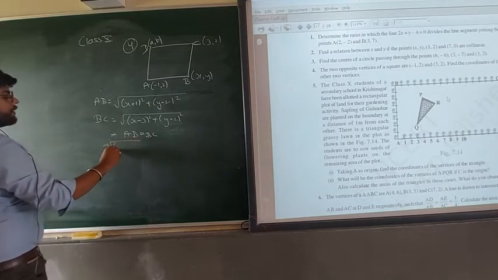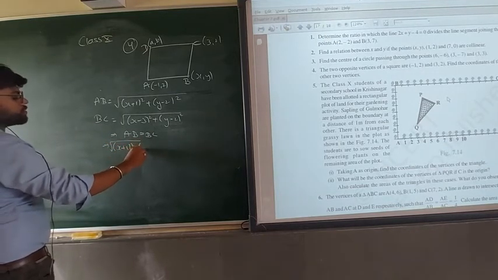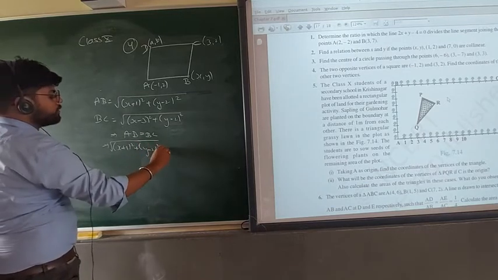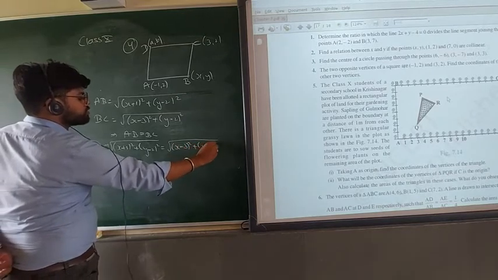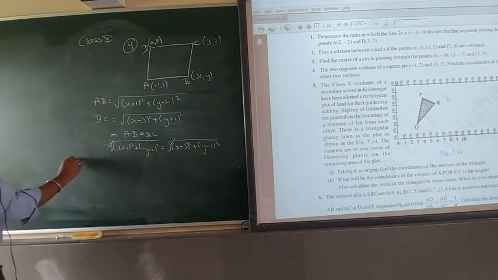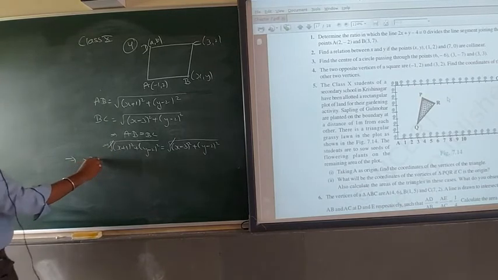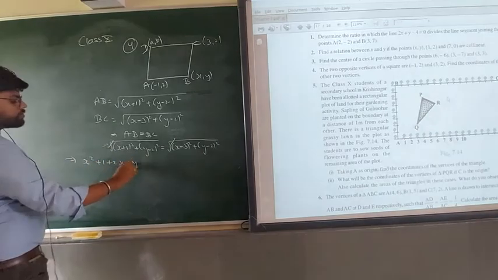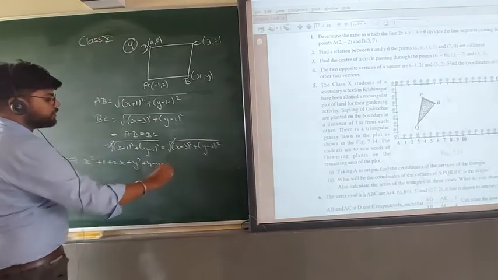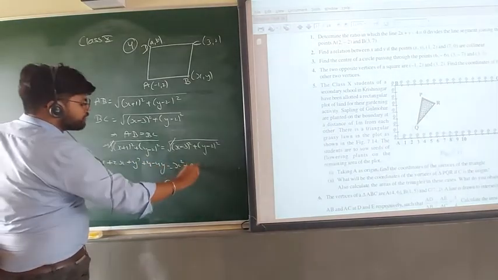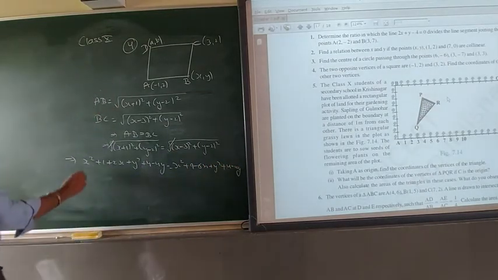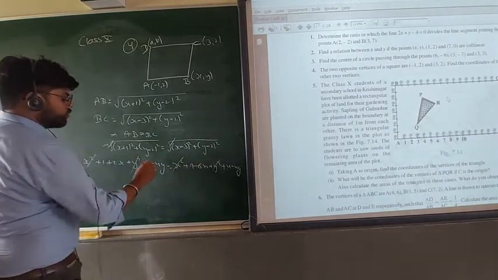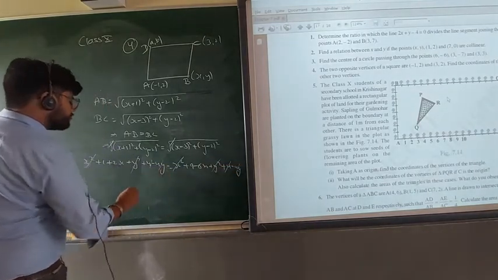So here (x plus 1) square plus (y minus 2) square will be equals to (x minus 3) square plus (y minus 2) square. It will be cancelled. So it is x square plus 1 plus 2x plus y square plus 4 minus 4y, and here also x square plus 9 minus 6x plus y square plus 4 minus 4y. Now see, x square will be cancelled, then y square, then 4 minus 4y, this complete will be cancelled.